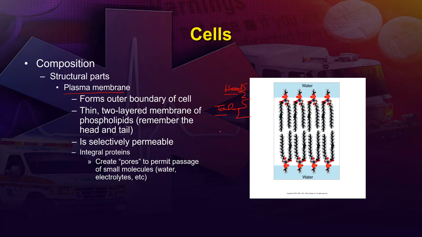It's afraid of water. It doesn't like to be embodied in water. And so when these phospholipids are organized together, they tend to bind together in a way that separates the water from the tail and allows the head to interact with the water, thus keeping the cell separate in a barrier from the outside to the inside.